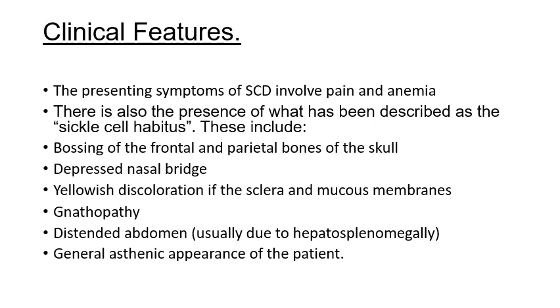Presenting symptoms involve pain and anemia. But children also have a certain sickle cell habitus, which is bossing of the frontal and parietal bones due to hematopoiesis. From the repeated anemia and breaking down of red blood cells, hematopoiesis begins to occur in the skull bones, leading to frontal bossing and parietal bossing, a depressed nasal bridge, yellow discoloration because of jaundice, gonadopathy, abnormal teeth, and a distended abdomen, usually due to hepatosplenomegaly. They usually appear thin, with thin extremities.